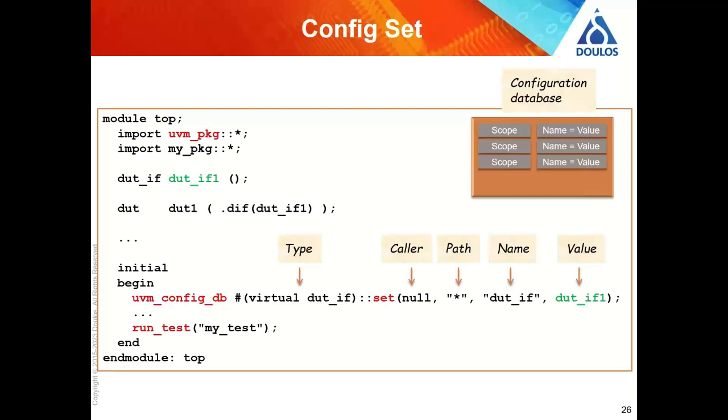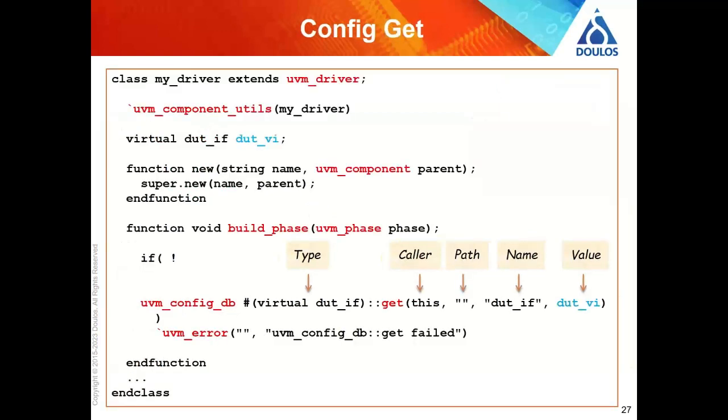Then the arguments here are just a name that we use to look up, and the if, which is the same as the name of the interface. So that puts it into the configuration database. Inside the driver, we'll get it to set the virtual interface. For the driver, we've got a class myDriver, which is now extending UVM driver. UVM driver is another pre-existing UVM-based class. When we inherit that, we get some functionality that's unique to the driver. In particular, we get a port which is connected to a sequencer.